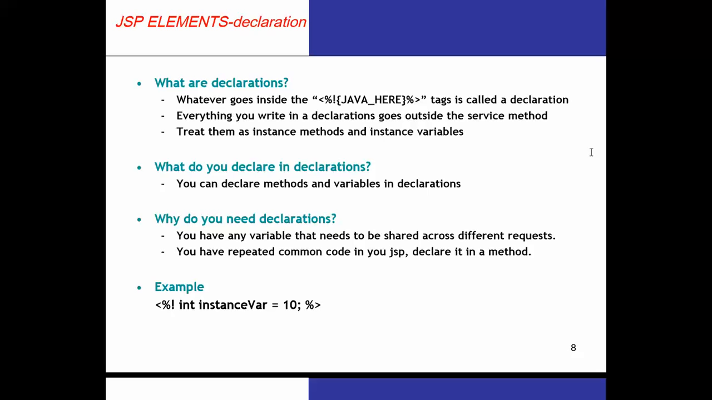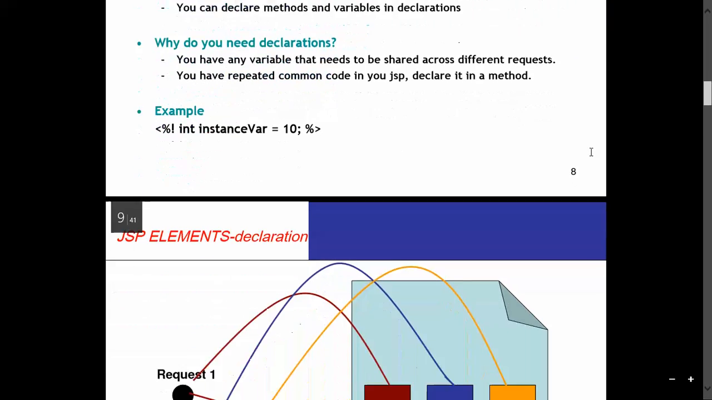See the example which I have written here: int instance variable is equal to 10. I have declared this instance variable, and it is going to be used across any number of requests which come to my web page. You can get more clarity about this in my next slide.